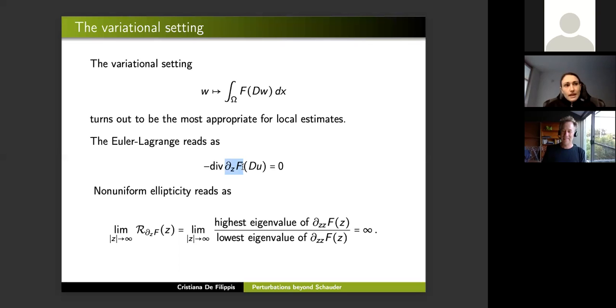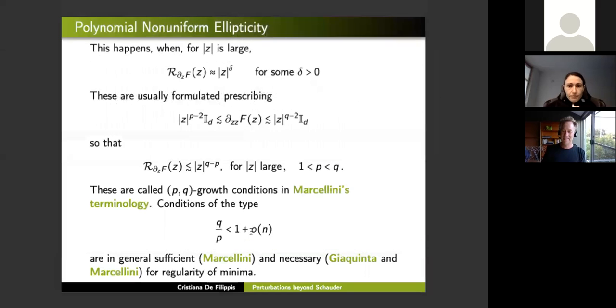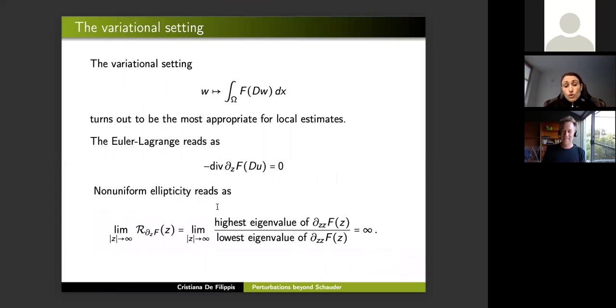Therefore, the derivative of ∂_z f in the gradient variable means that I need to consider the ratio between the highest eigenvalue of the second derivative of f over the lowest eigenvalue of the second derivative of f. Okay? And of course, I am in the non-uniform ellipticity regime when this quantity blows up.